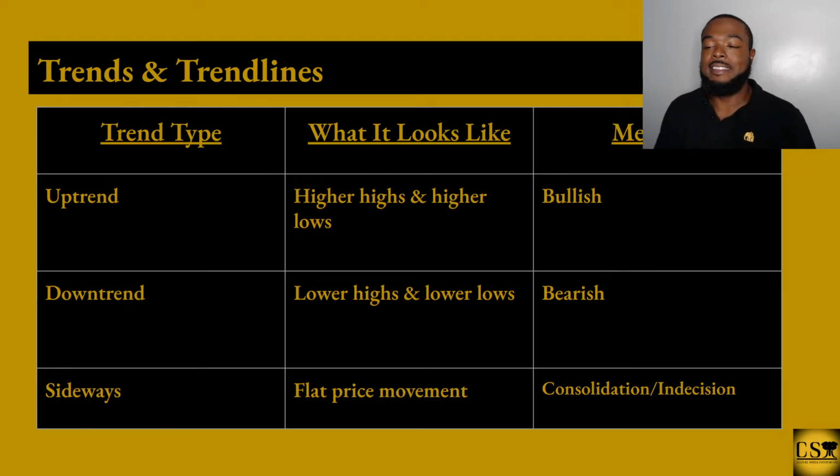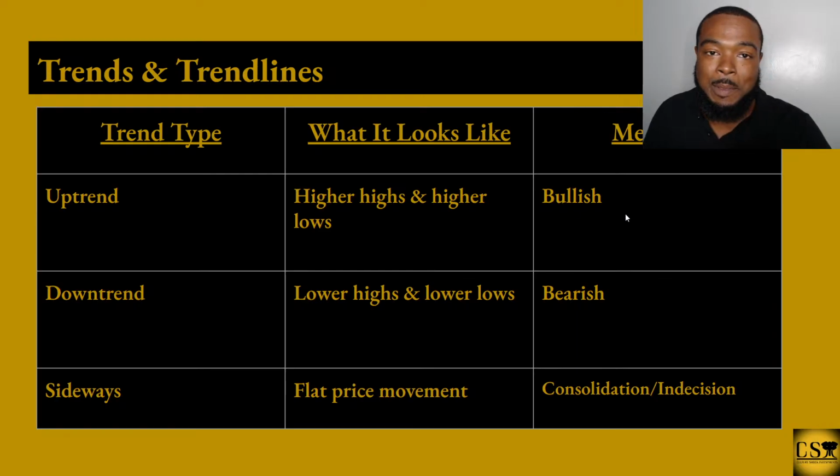So you have trends and timelines. When we're talking about trends, we have the trend type, what it looks like, and the meaning, okay? For the trend type, you see an uptrend in the market. It usually means the candlesticks are printing higher highs and higher lows at the same time. What that means is the market is bullish at the time.